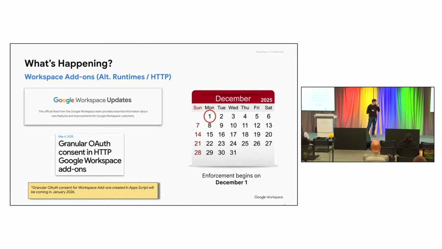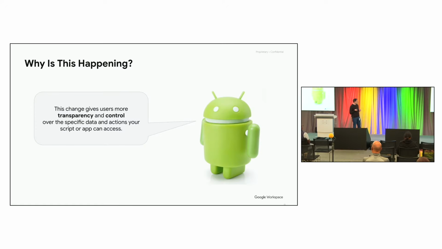That's coming the 1st of December. And the announcement went out, I think, in May. If you have workspace add-ons created in AppScript, that enforcement will come in January. But by and large, the bottom line is this is coming, and it's coming very soon, and you need to prepare for it, because if you don't, you may be in a situation where your app appears broken for your users. So first of all, why are we doing this?